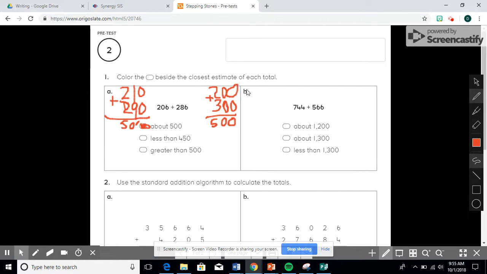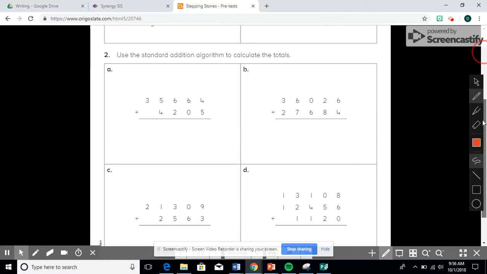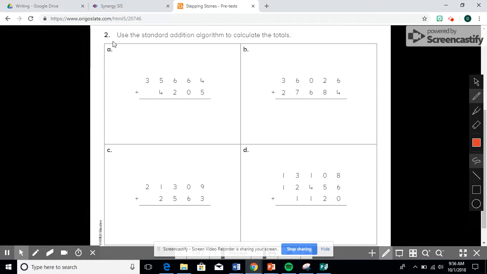I want you to use rounding, first round to the hundreds place, and if you're still questioning some of these, then round to the tens place to make an estimate for B. So go ahead and pause the video and make your estimate for the problem in B. When you're ready, we are going to do number 2.